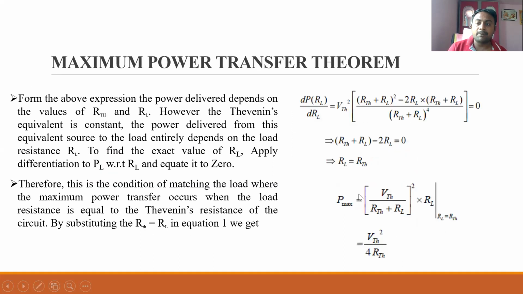To achieve the maximum power condition, we have to do the derivation. Differentiating the power equation with respect to RL and equating to 0 will give the maximum power condition. By doing this derivation, we get the condition as RL equals RTH, or R equivalent equals RL. We can use any term. RL is the load resistance, RTH is the equivalent resistance or Thevenin resistance. By substituting this condition in the power equation, the maximum power is VTH square by 4 RTH, or RL.